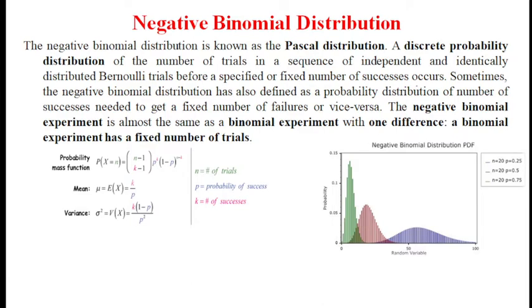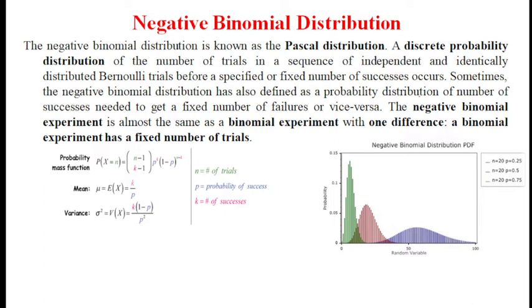A discrete probability distribution of the number of tries in a sequence of independent and identically distributed Bernoulli tries before a specified or fixed number of successes occur. Sometimes the negative binomial distribution is also defined as a probability distribution of the number of successes needed to get a fixed number of values. This experiment is almost the same as a binomial experiment with one difference.